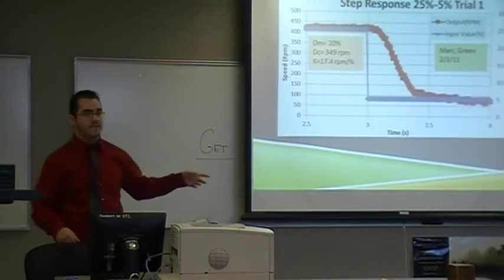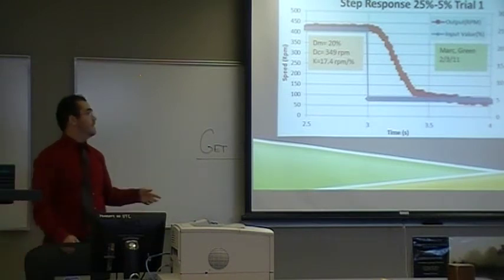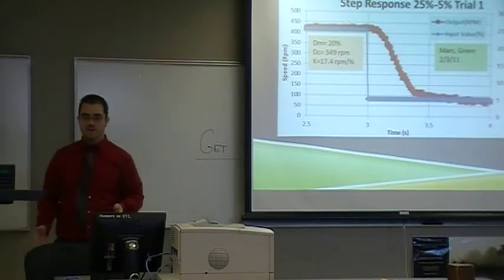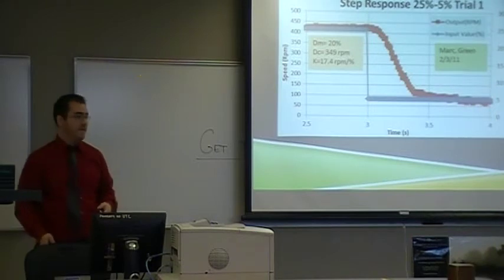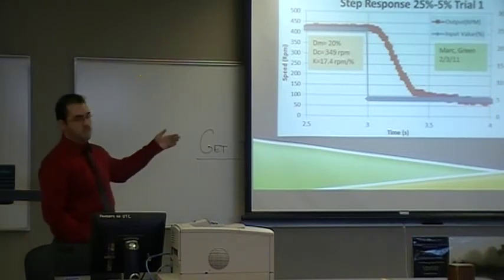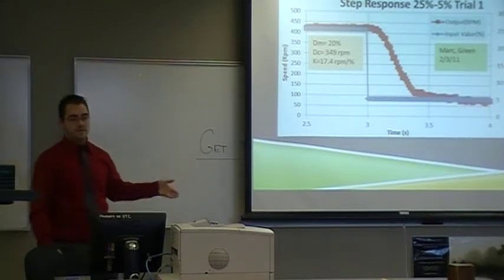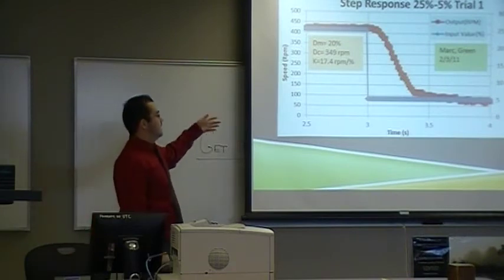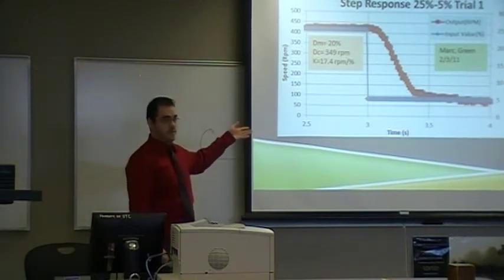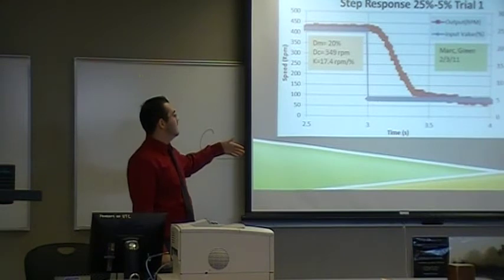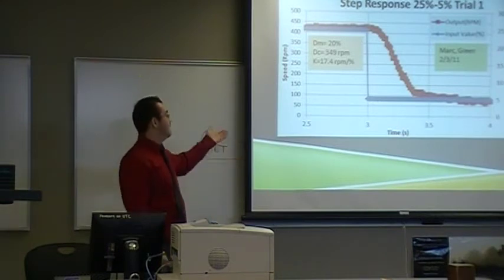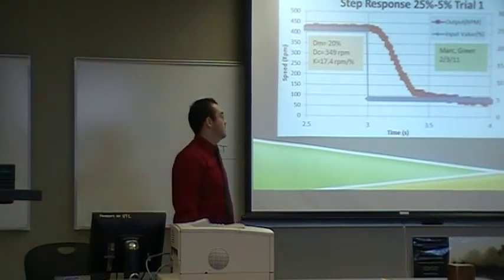Now, this would be the step down for the same function. This is pretty much exactly the same. All of our experiments turned out very similar, of course, with the only difference being the averages of the steps. Now, this again is a 20% jump with 350 RPM between the steady states. And again, we got the exact same gain of 17.4 RPM per percent.